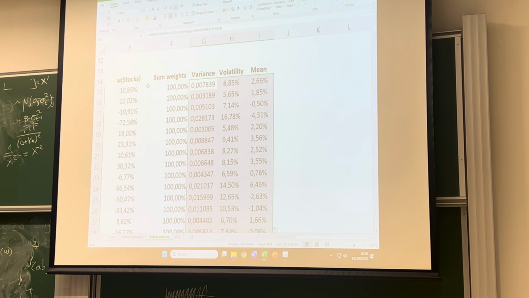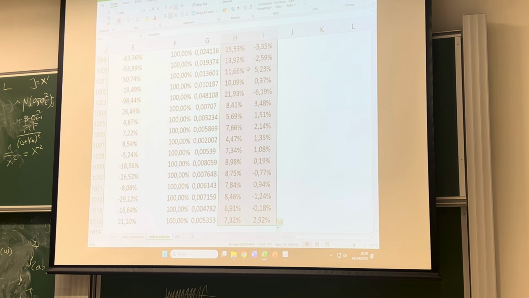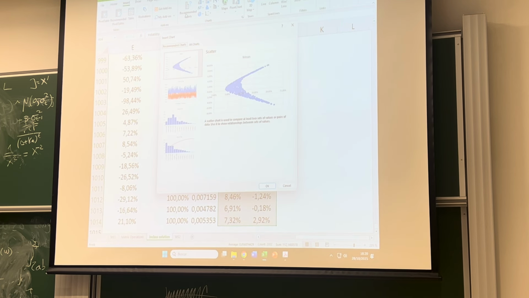And now that we have this, we can plot and take a look at how the investments of these stocks look in the plane of volatility, risk, and expected return, profitability. So I take volatility and mean, and I select this as rows, control, shift, down key, and we select all that range. Insert, recommended chart, can you see it?